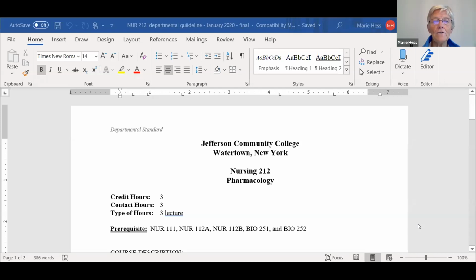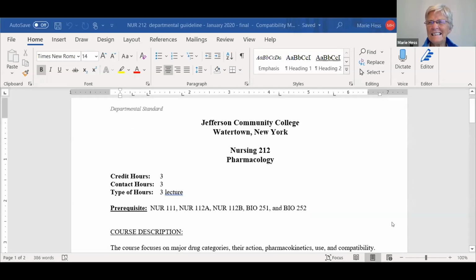Okay. I'm going to try to go out, and like I say, I'm not a technology person exactly. So I'm going to try to share my screen and look at the departmental guideline. And hopefully you can see that okay or not. Yes? Oh, good. I never know for sure, kind of thing.